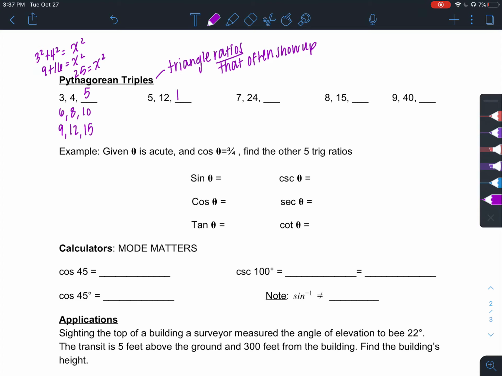Our other ones are 5, 12, 13, 7, 24, 25, 8, 15, 17, and 9, 40, 41. Getting less and less common as you move from left to right.